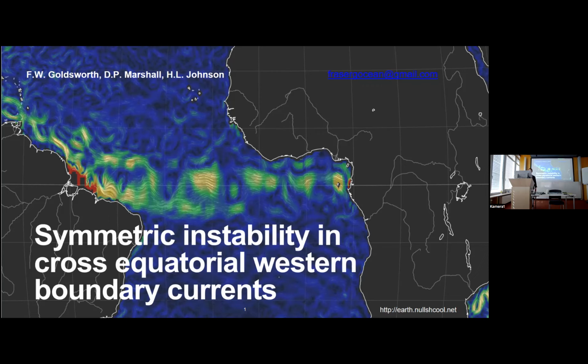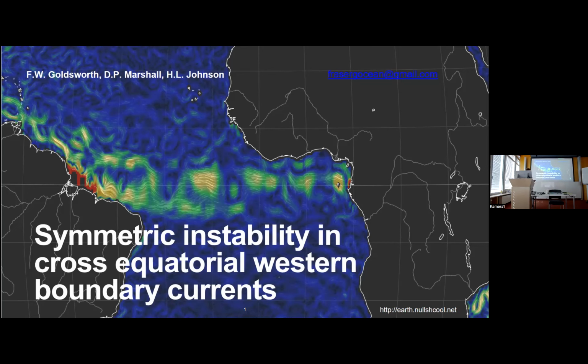Okay, thank you for that introduction. I'm also working with, as well as David, Helen Johnson, based in Earth Sciences in Oxford. I'm going to talk about symmetric instability, which is a type of sub-mesoscale instability in cross-equatorial western boundary currents. In particular, we're going to focus on the western boundary currents of the tropical Atlantic. And there are two western boundary currents in particular we'll be focusing on.